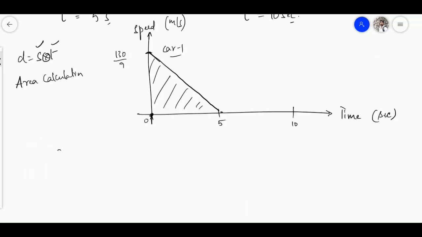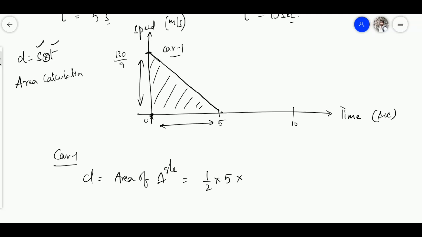It's a triangle. For car 1, the distance traveled equals the area of the triangle. That is half into base into height. This is the base, nothing but 5, and the height is 130 by 9. So it turned out to be 650 by 18, and you can cancel by 2. So it will be 325 by 9. You can make it into decimals. This will be in meters. So this is the distance traveled by car 1 after applying the brakes and before stopping.